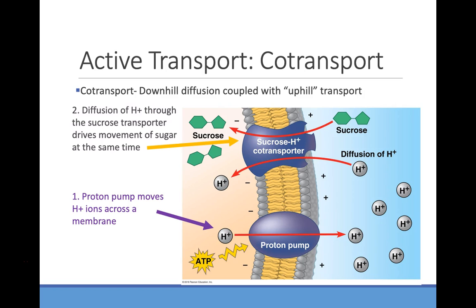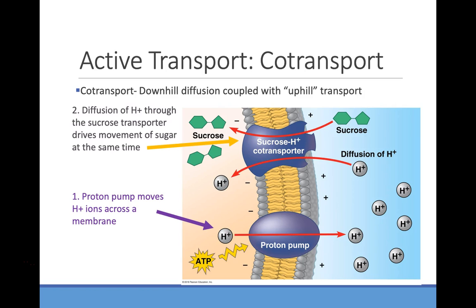Another specialized type of active transport is called cotransport. In cotransport, you use the buildup of an ion gradient to move a secondary molecule. So this picture seems backwards to me, but let's start at the bottom at that proton pump. This is the same proton pump from the previous image. This is a hydrogen ion pump, so it is going to produce a hydrogen ion gradient. High concentrations of hydrogen outside, low concentrations of hydrogen inside.